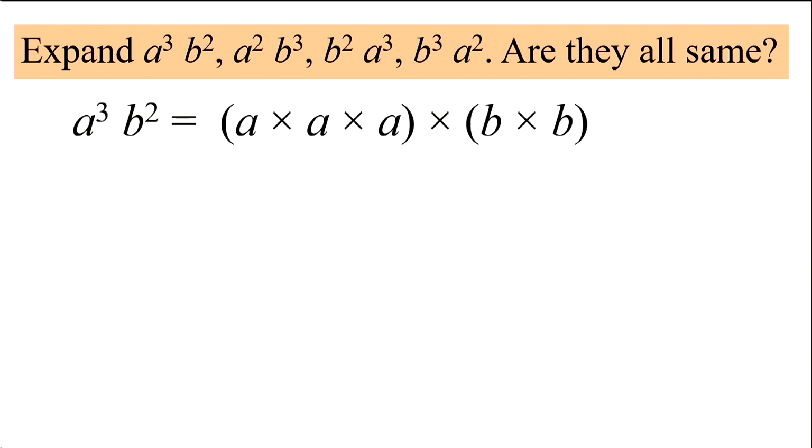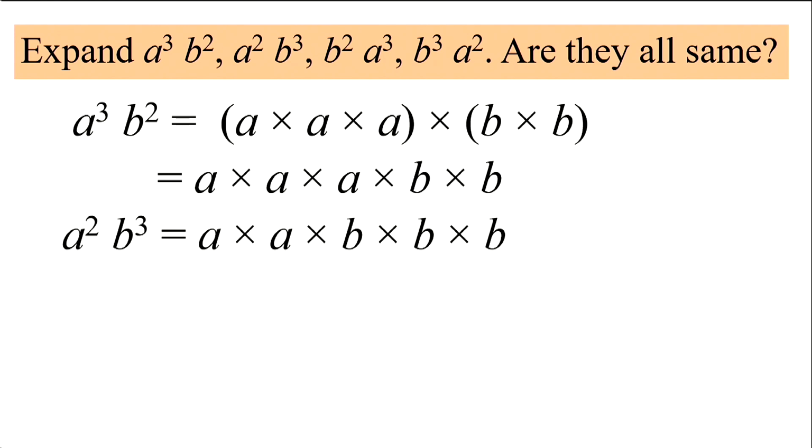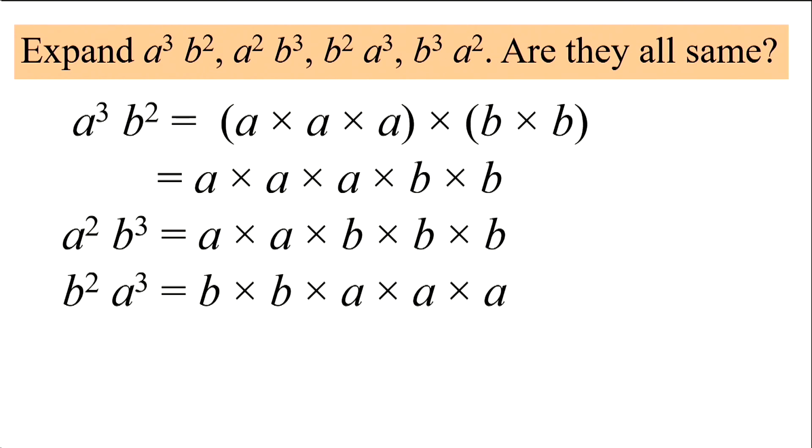Let us expand a cube and b square. A cube means a is multiplied 3 times, b square means b is multiplied 2 times. Therefore, it gives us a into a into a into b into b. So, this is what we are going to get after the expansion of a cube and b square. Similarly, a square b cube can be expanded as a into a into b into b into b. Here a is repeated 2 times, b is repeated 3 times. This is the expanded form of a square and b cube.